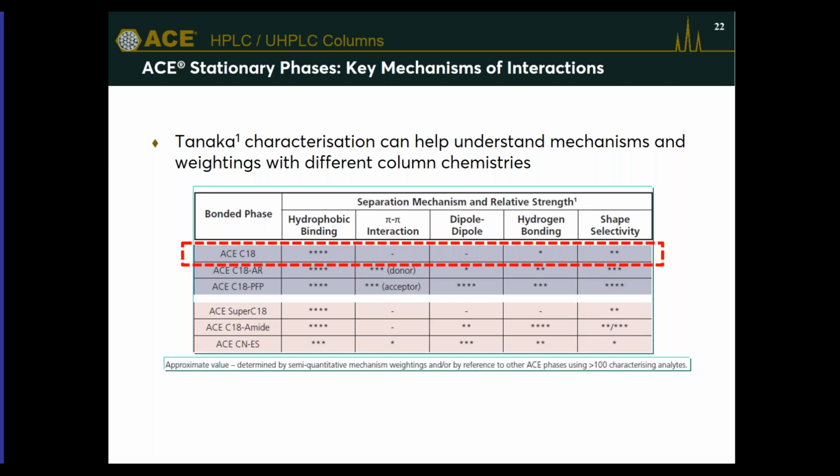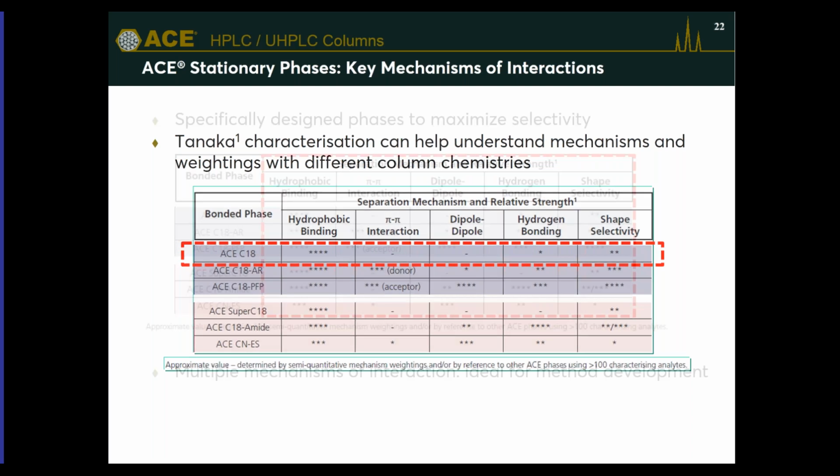Of course, a C18 column has no aromatic regions, so there's no pi system interactions. There's no polarizable functionality, so there are no dipole-dipole interactions. And you can see that there's a small amount of hydrogen bonding, which is provided by the silica surface. And then also many C18 columns have a small amount of shape selectivity, and many people don't realize that. So that is the C18 column, which is the thing that most people use.